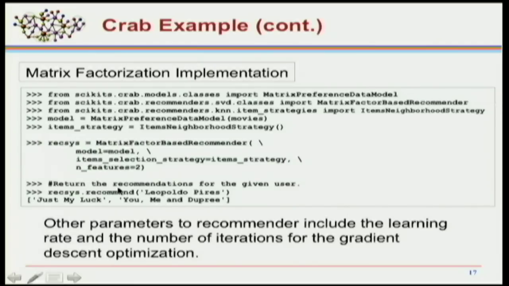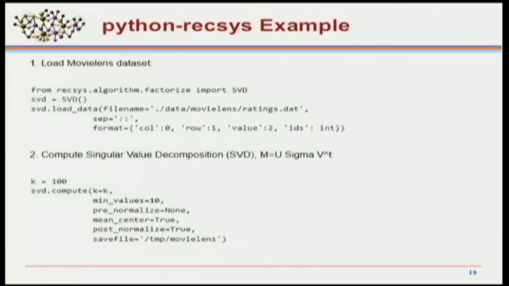Once you have that, you can then do things like recommend to a particular user. A quick example of python-recsys: in this case, you get the MovieLens data set, which is one of the standard data sets typically used in recommender systems for evaluation. And here is the SVD-based decomposition, so you can see the model being called there.